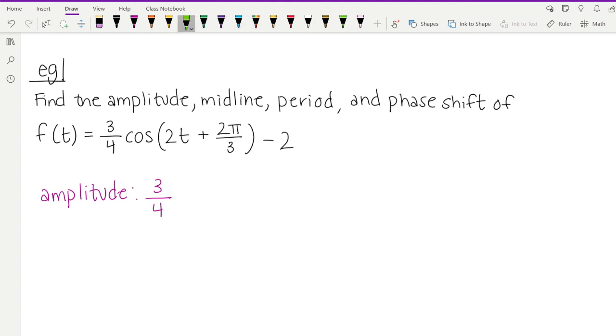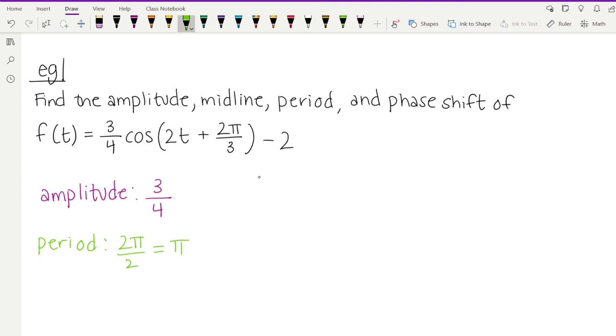Okay, the period we can also find just by looking at it now, but we'll see that to find the phase shift, there's going to be something else we have to do. But the period is going to be determined by 2 pi divided by k. So that's going to be 2 pi divided by 2. So the period is pi. So in this case, we've had a horizontal compression by 1/2, and so that's why the period ended up being pi.